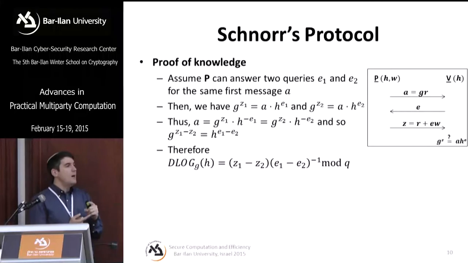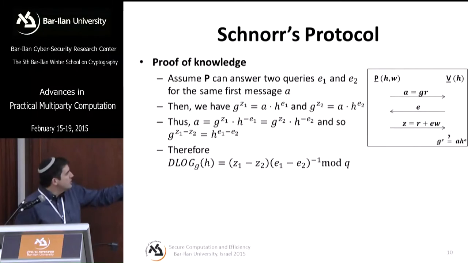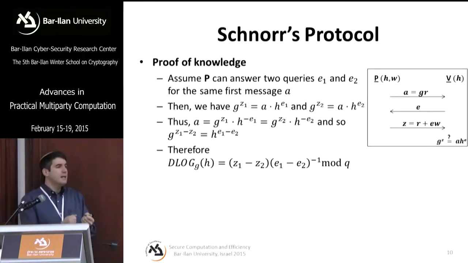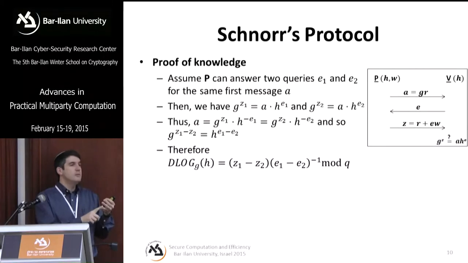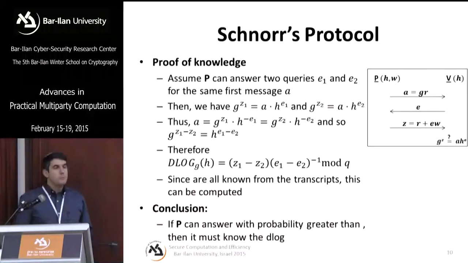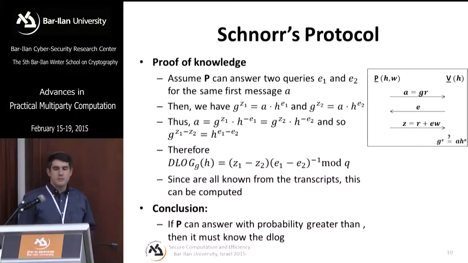But what I want you to notice is that Z1 is public, because that's the third prover message. Z2 is public. E1 and E2 are public, because they're the verifier challenges. Computing an inverse, which you need to do here, modulo Q, is easy, just use extended Euclid. So if I can get this execution where I have A, E1, Z1, E2, Z2, trivially I can compute the discrete log W just by computing this value here. So this can be efficiently computed, and that means that if the prover can answer with probability greater than 2 to the minus t, then it actually must know the discrete log. Okay, so that's the soundness, and it's a very, very powerful argument showing that indeed the prover knows this value.